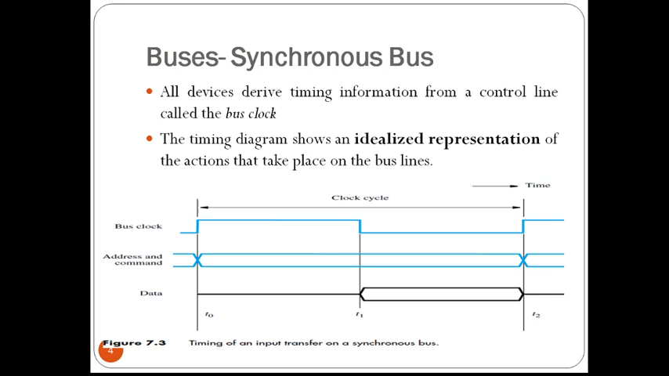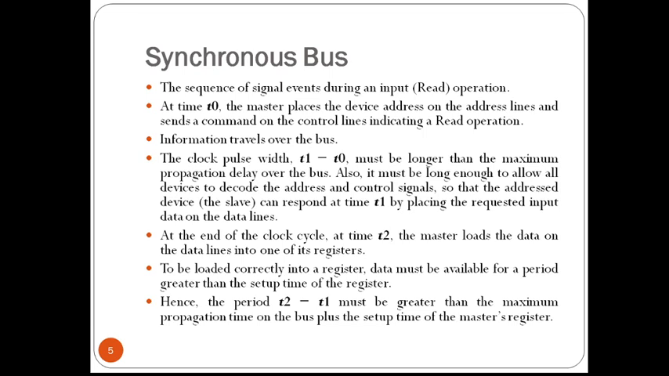Next, information travels over the bus at a speed determined by its physical and electrical characteristics. This is related to the hardware part. So the speed of the data transfer depends on the physical and electrical characteristics of the bus. The clock pulse width, that is t1 minus t0, should be longer than the maximum propagation delay between the two devices connected to the bus. Just remember that t1 minus t0 should be longer than the maximum propagation delay between the two devices.